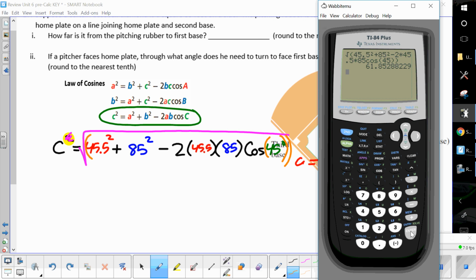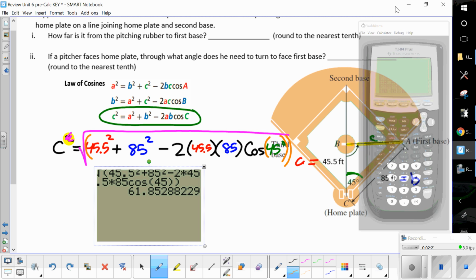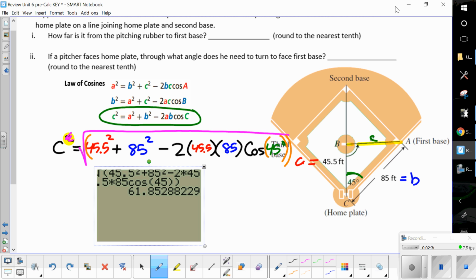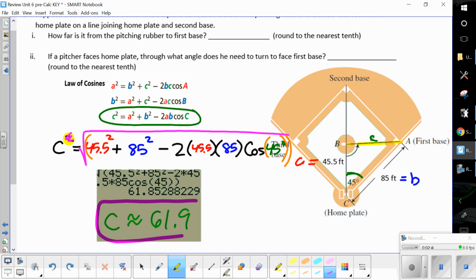I hit enter. I make sure I'm in degree mode. My problem does say round to the nearest tenth, so I'm going to round to 1 decimal place this time. So little c is approximately equal to 61.9, and there's my answer for little c. And I'll put that on my problem here: 61.9, and this is in feet.